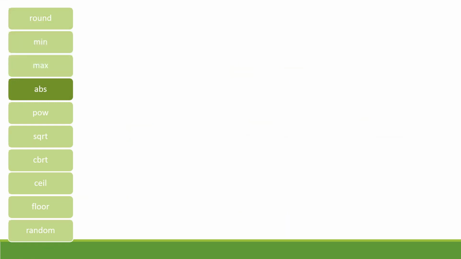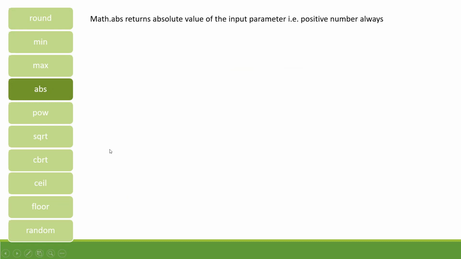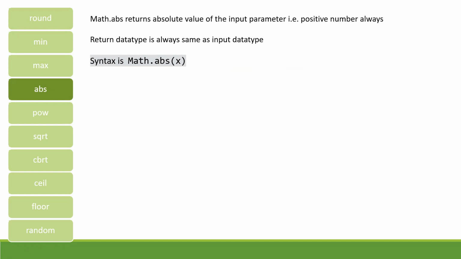Let's first have a look at Math.absolute. What does Math.absolute do? It returns the absolute value of the input parameter. What is the absolute value? Whatever number you give, it will give you the positive number after that, and removes the negative sign. The return data type is always going to be the same as the input data type. So as we said, it depends on the parameter. The syntax is Math, as we mentioned, with a capital M, dot abs is the function, and in brackets we pass one parameter.